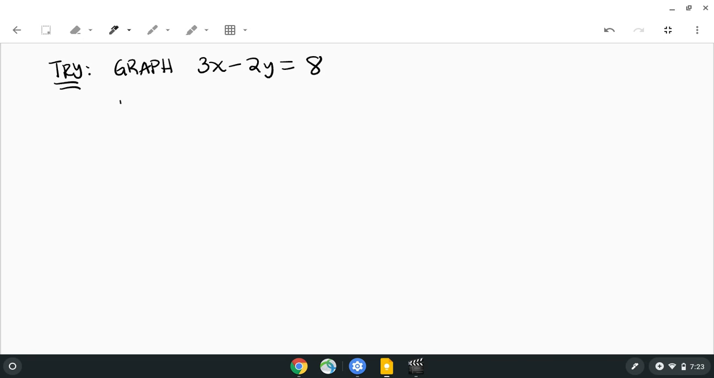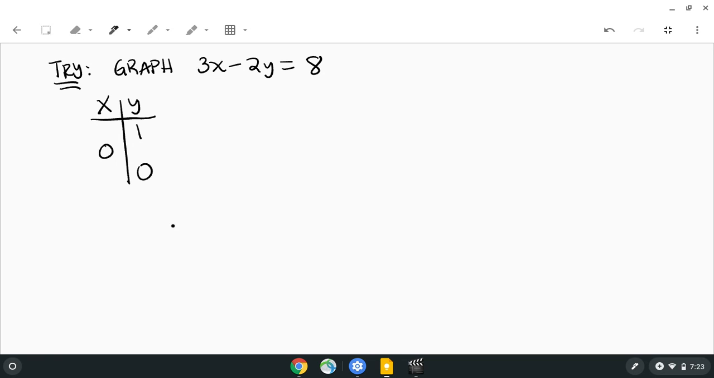Okay, so let's go ahead and make a table. Okay, so I'm going to choose a y value. I'm going to choose 1. Okay. And then the next point, I'm going to choose an x value, and I'll choose 0. Okay. And for my third point, I'll choose a y value, and I will choose 0. Okay. So these are my 3 values.